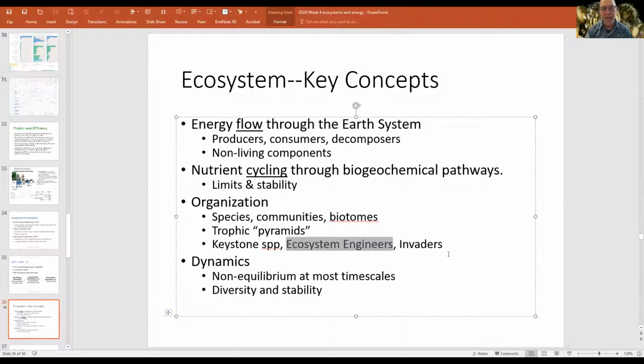They may not be the biomass dominant, but they have nonetheless very important roles. Another component of ecosystems are invasive species or invaders, and these are organisms that are introduced often by human action into ecosystems, and because they tend not to have natural predators within an ecosystem, their populations can sometimes explode to the detriment of the ecosystem.